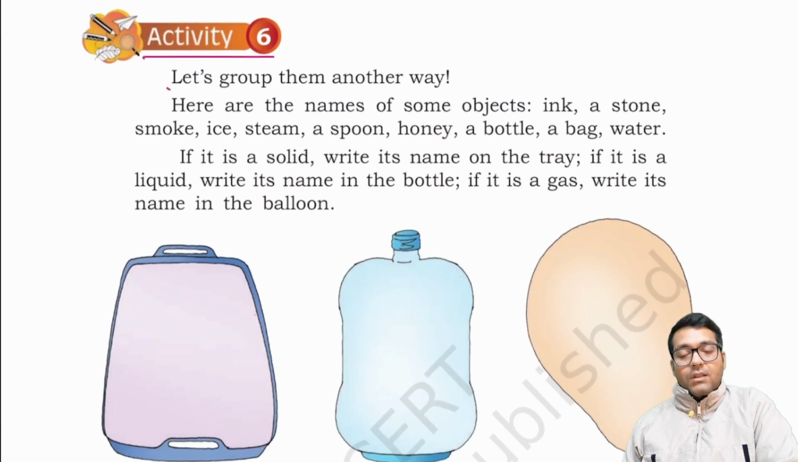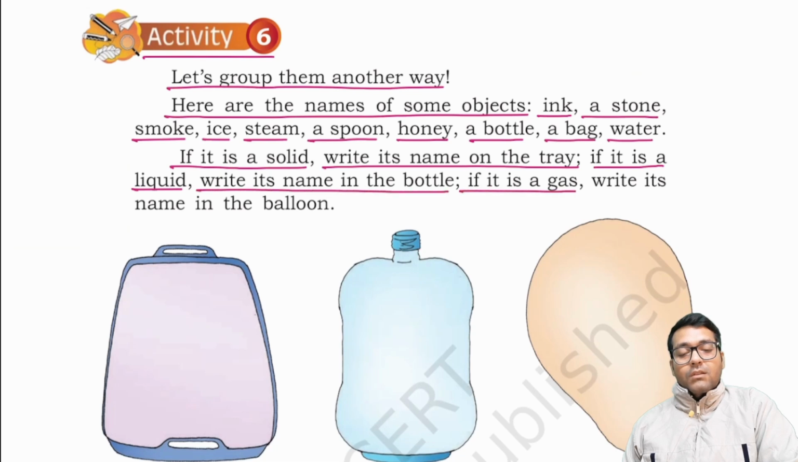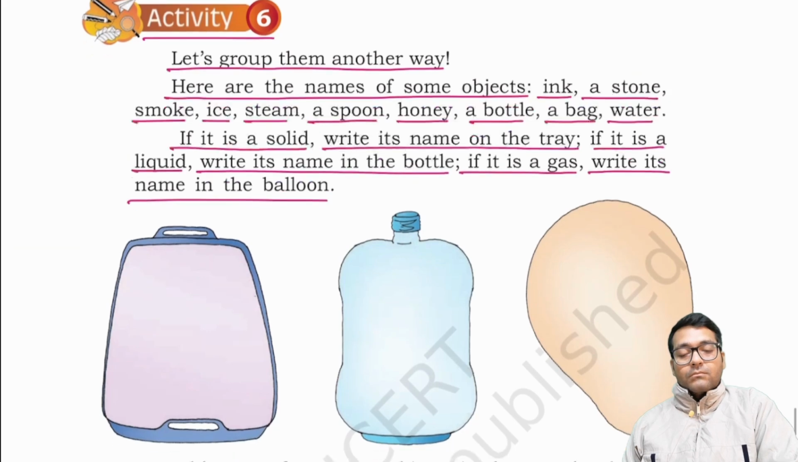Activity 6. Let's group them another way. Here are the names of some objects: ink, a stone, smoke, ice, steam, a spoon, honey, a bottle, a bag, water. If it is a solid, write its name on the tray. If it is a liquid, write its name in the bottle. If it is a gas, write its name in the balloon.